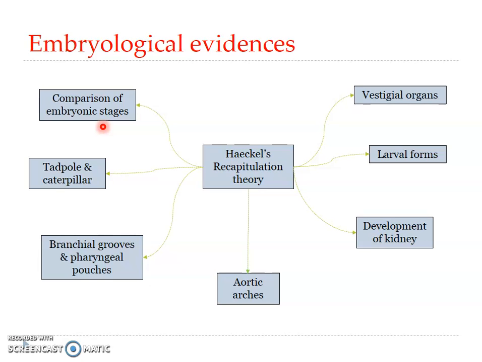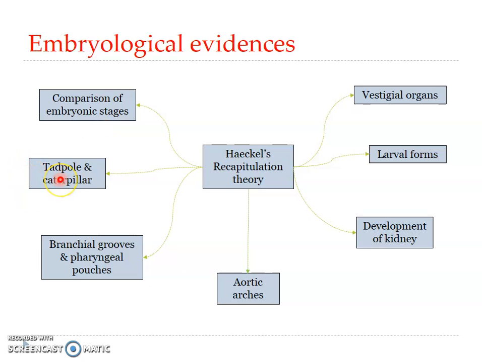Okay, so according to recapitulation theory, the zygote represents the protozoan stage. The blastula represents the colonial protozoans like Volvox and like that. Then the gastrula represents the coelenterate stage in the evolutionary history of the particular species to which it belongs. Okay, so that is the comparison that has been put forward by Ernst Haeckel.